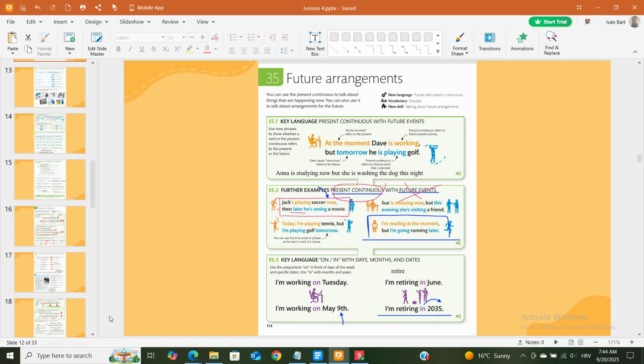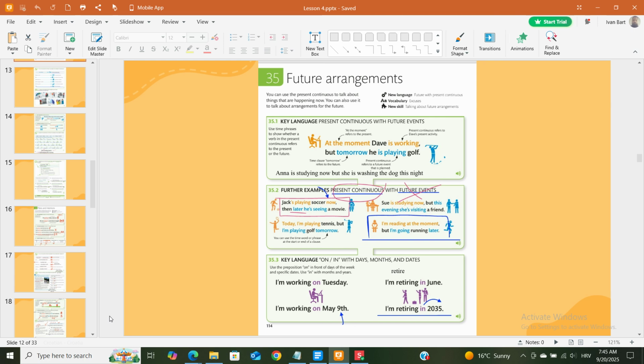Use time phrases to show whether a verb in the present continuous refers to the present or the future. At the moment refers to the present. Present continuous refers to Dave's present activity. At the moment Dave is working, but tomorrow he is playing golf. The time word tomorrow refers to the future. Present continuous refers to a future event that is planned. Anna is studying now, but she is washing the dog tonight.